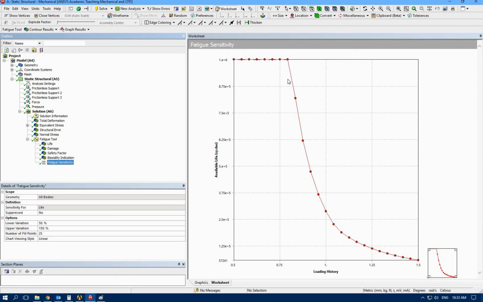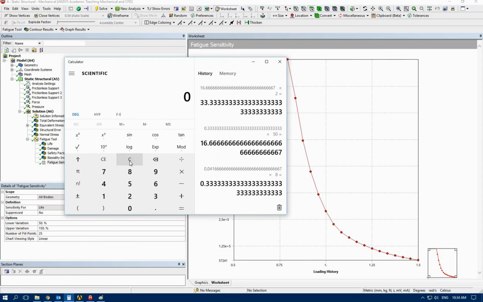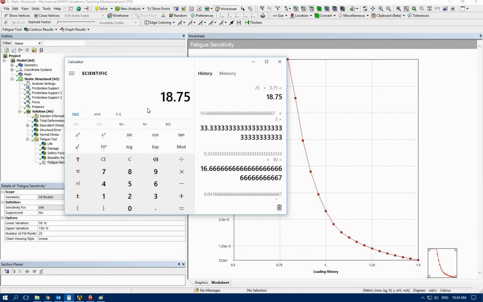Okay, how much should I decrease? If I decrease 25%, I'm going to come to this one. Let's go for that one. Currently it's 25 megapascal, and I want to decrease it 25%, so 75%, 18.75. Let's go with that one.